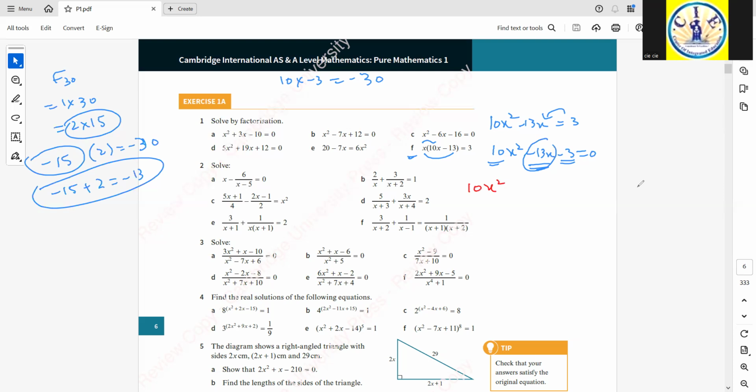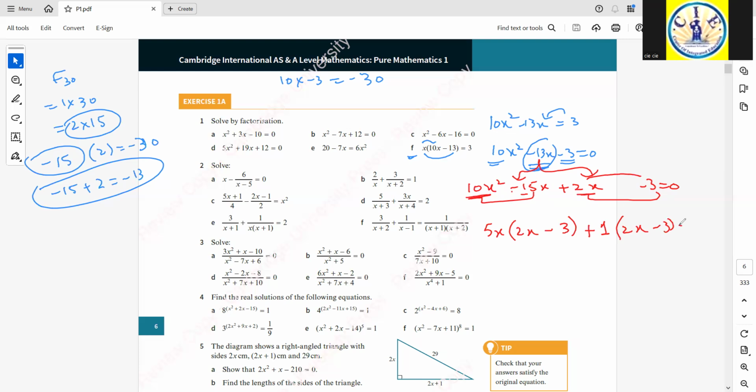10x squared, the first term would be the same. The last term would be the same. This middle term now can be broken down to negative 15x and then 2x. Now grouping them together, from the first two, I can have 5x taken as a common factor. So I'm left with 2x from the first term and then minus this one. 5 3s are 15, so 2x minus 3 plus from these two, I can only take out 1 as a common factor. So 2x would be the same and minus 3 would be the same.